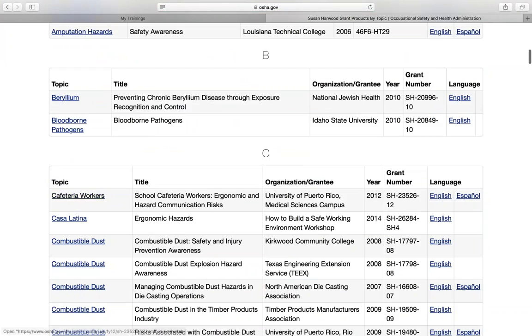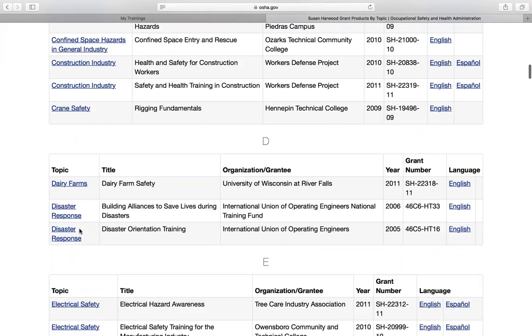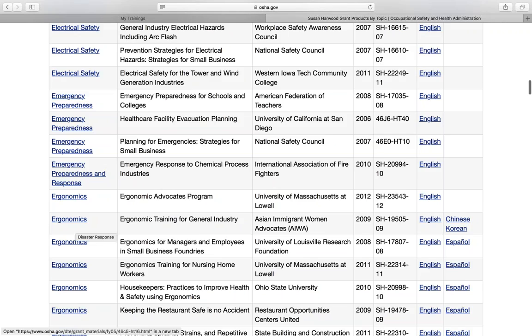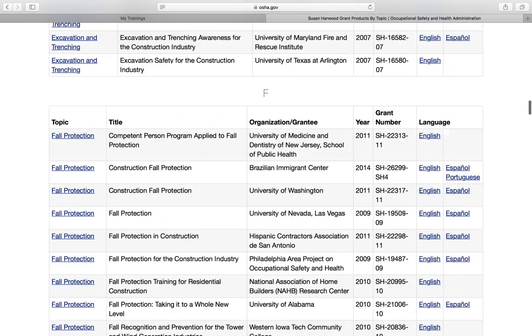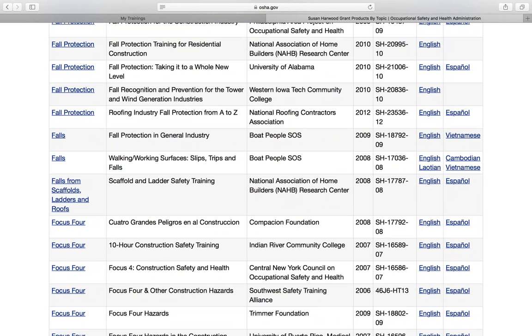There you go, by topic. Different types of combustible dust, crane safety, disaster response, electrical hazards, ergonomics, and the list goes on and on. Falls, focus 4, you name it. So all different types of hazard recognition there, and PowerPoints. Let me open one for you really quick. You'll see what I'm talking about.